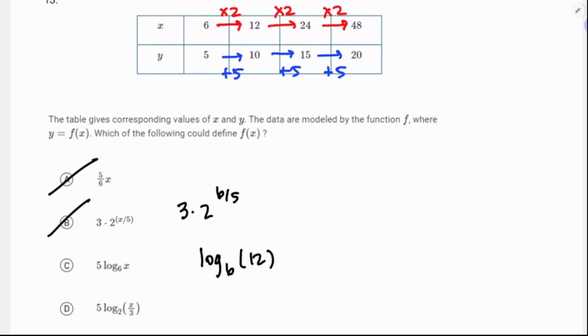That's not something we know. We don't know what exponent to put on 6 to get 12. Yeah, so that one's going to be out, and it's going to be this one.